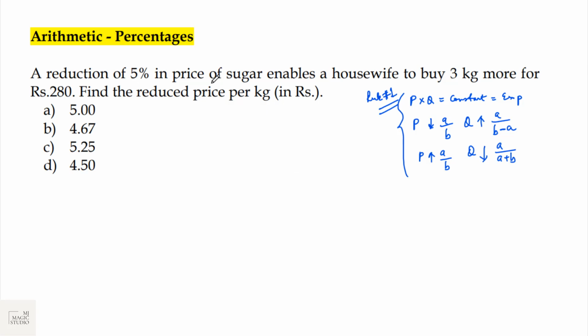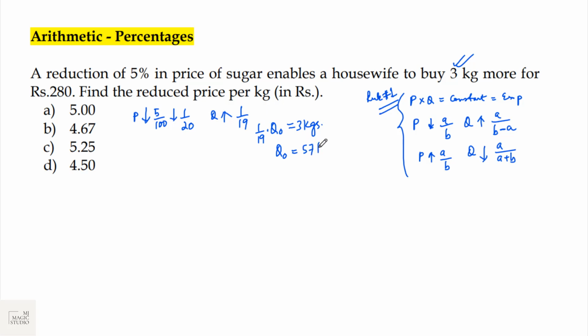A reduction of 5% in price of sugar, P goes down by 5%, that is, it goes down by 1 by 20. Then Q should increase, let's see whether it is or not. A reduction of 5% in price of sugar enables a housewife to buy 3 kg more for rupees 280, sorry. That means expenses are not changing. So Q will go up by 1 by 19. Now this means that 1 by 19 of the initial quantity that was purchased is equal to 3 kg.